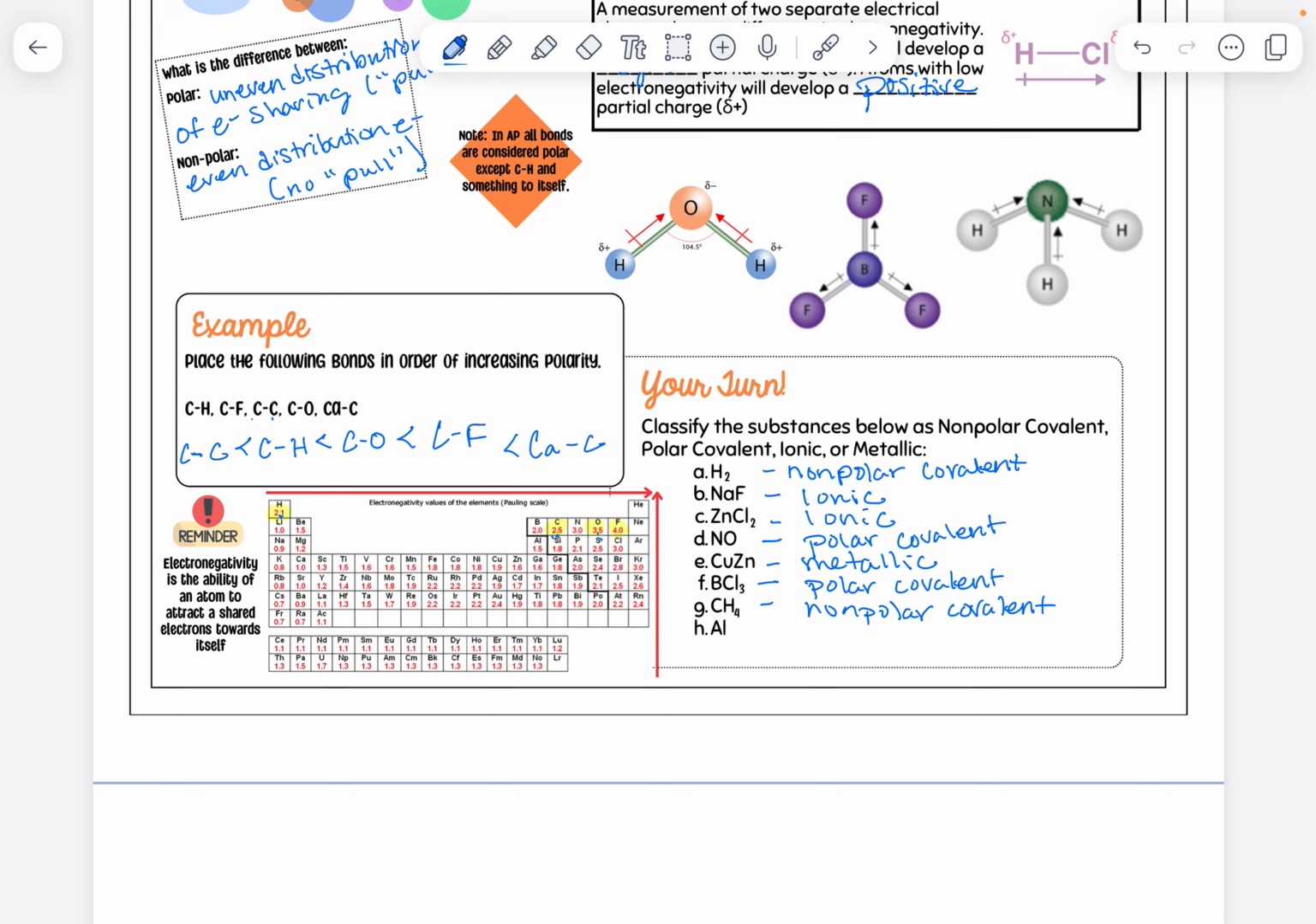And again, BF3, let's just put a little asterisk here. We're going to say it's nonpolar according to the VSEPR that we're going to learn later, or molecular structure. But again, for this example, we haven't gotten there yet. And aluminum is metallic bonding.